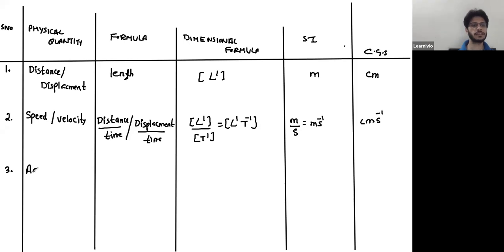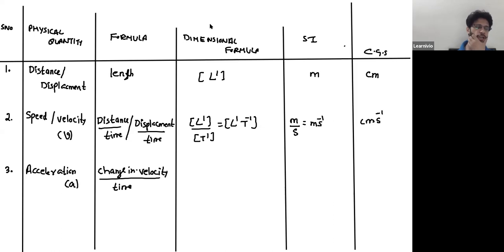The third is acceleration. We represent velocity by V, and we represent acceleration with small a. Acceleration is just the ratio of change in velocity over time. Change in velocity by time.